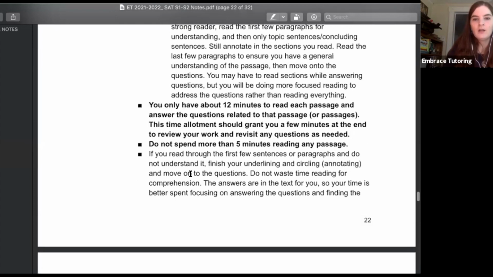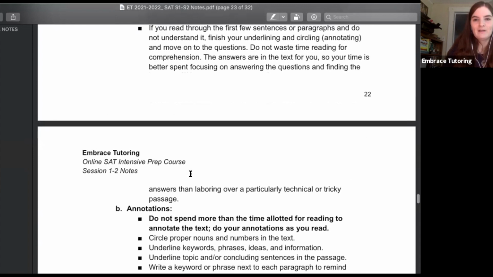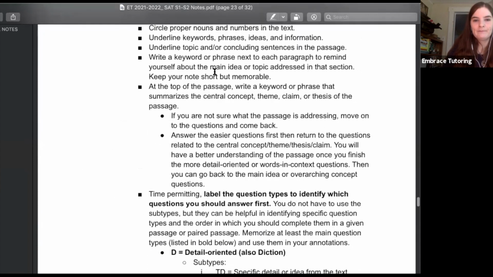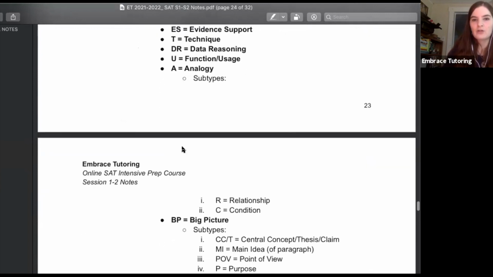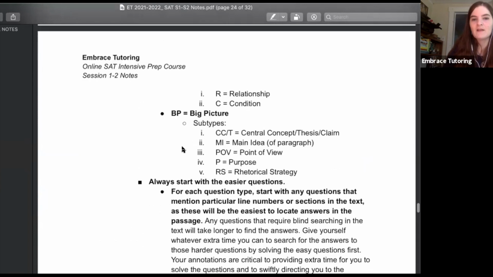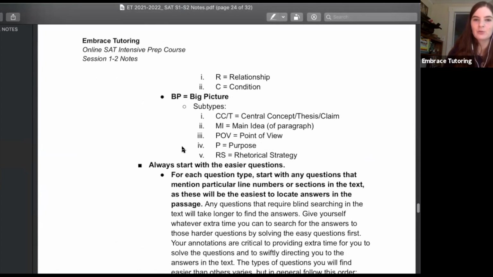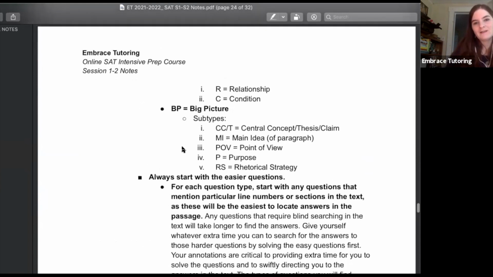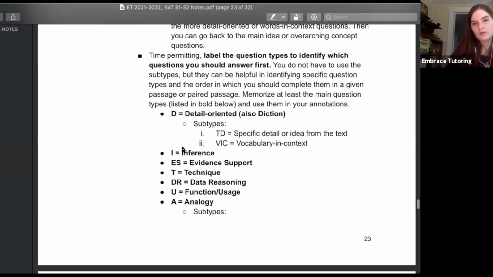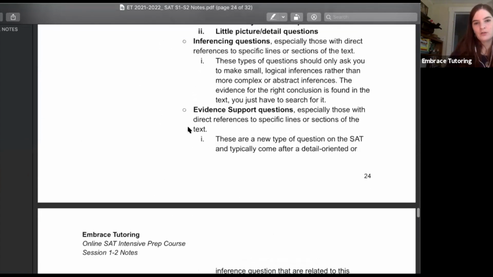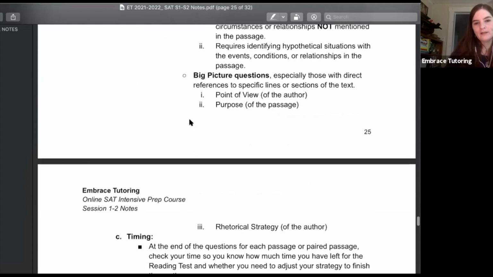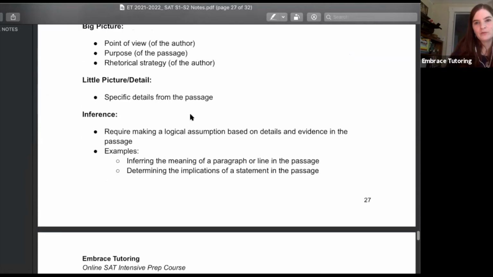Okay. So that all being said, we've gone through all this already, but again, just to recap: reading strategy, detail-oriented, then inferencing type questions, evidence support, technique, data reasoning, function or usage, analogy type questions, big picture type questions. That's the best order for going through the questions on the reading test. So I do want to move on to writing and language again, and then we'll switch gears and do math.